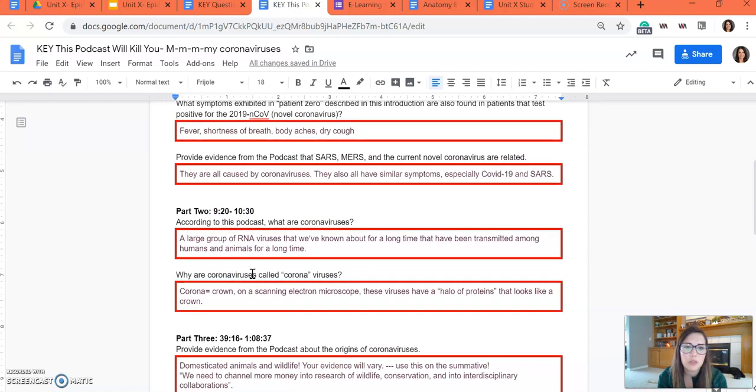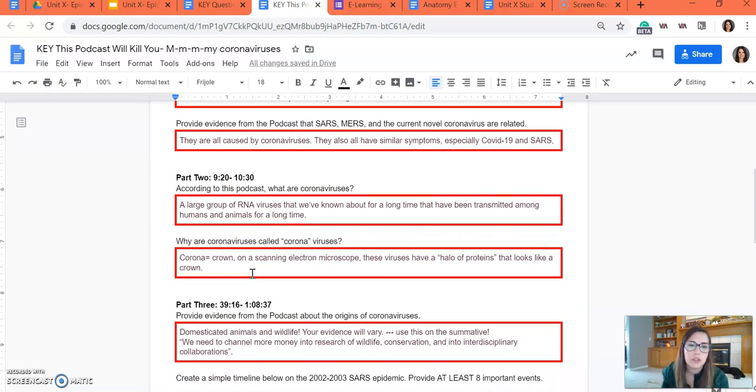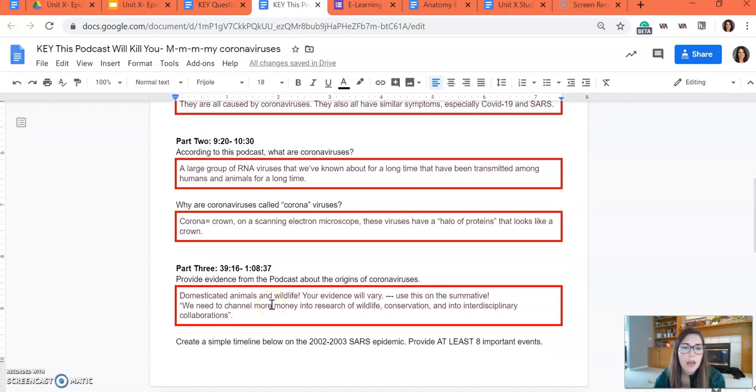So part 2, according to this podcast, what are coronaviruses? They're a large group of RNA viruses that we've known about for a long time that have been transmitted from humans to animals, again, over a long period of time. Why are coronaviruses called coronaviruses? Corona means crown in Spanish. On a scanning electron microscope, these viruses have a halo of proteins that kind of look like a crown. So that's why they're coined coronaviruses.